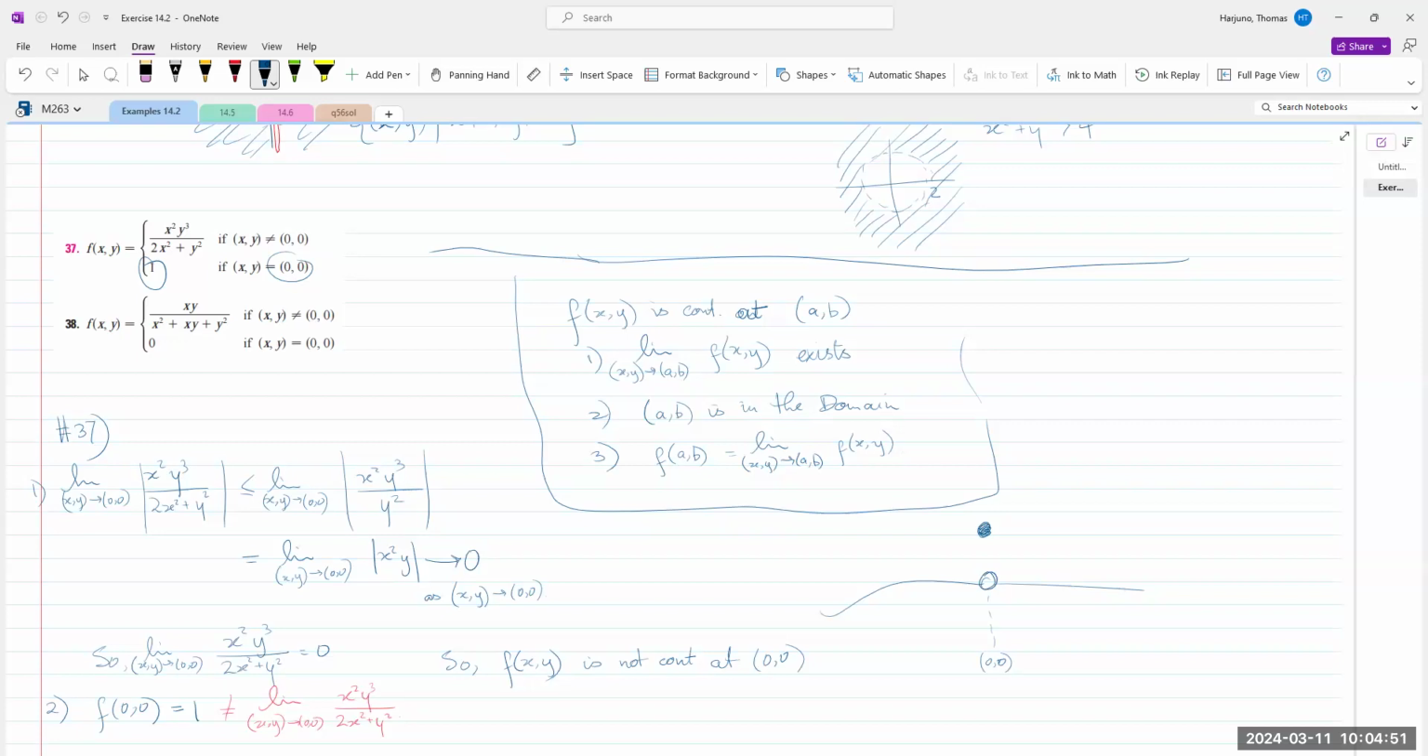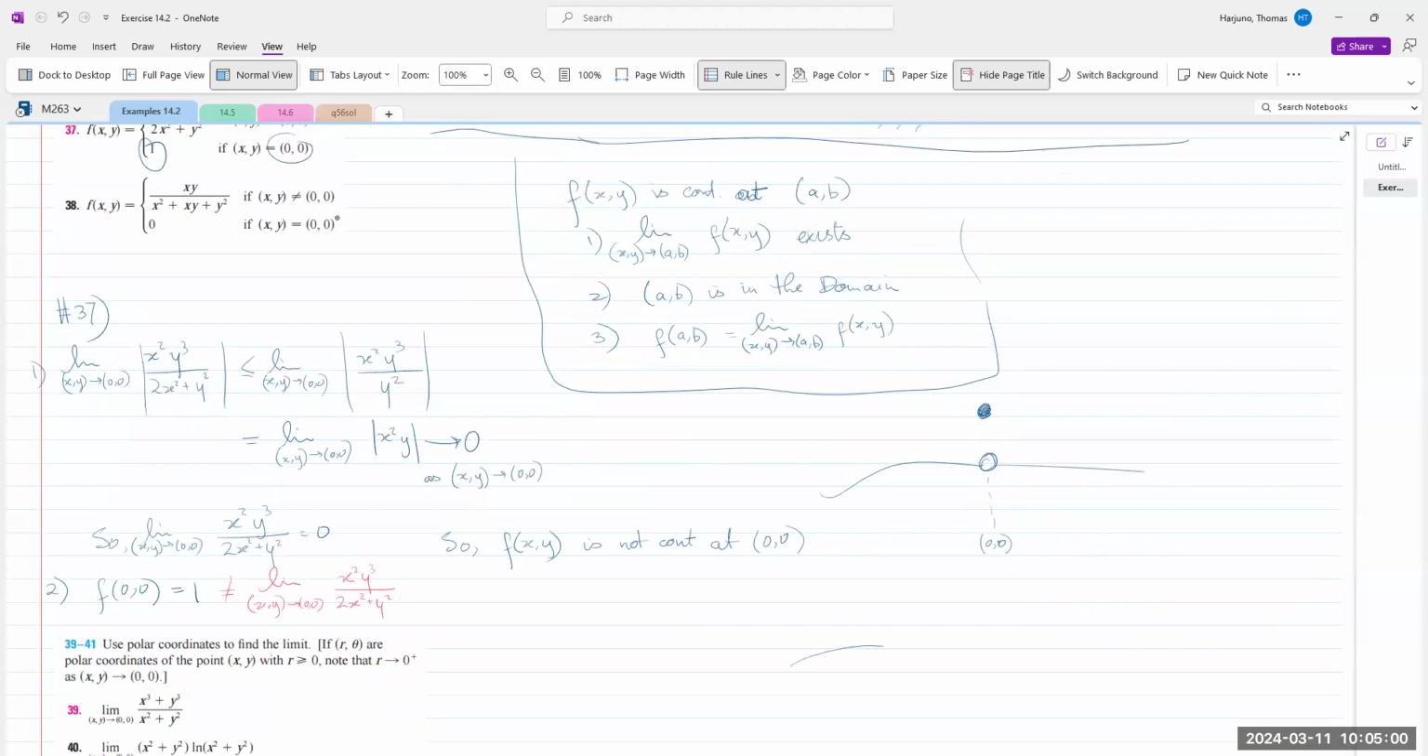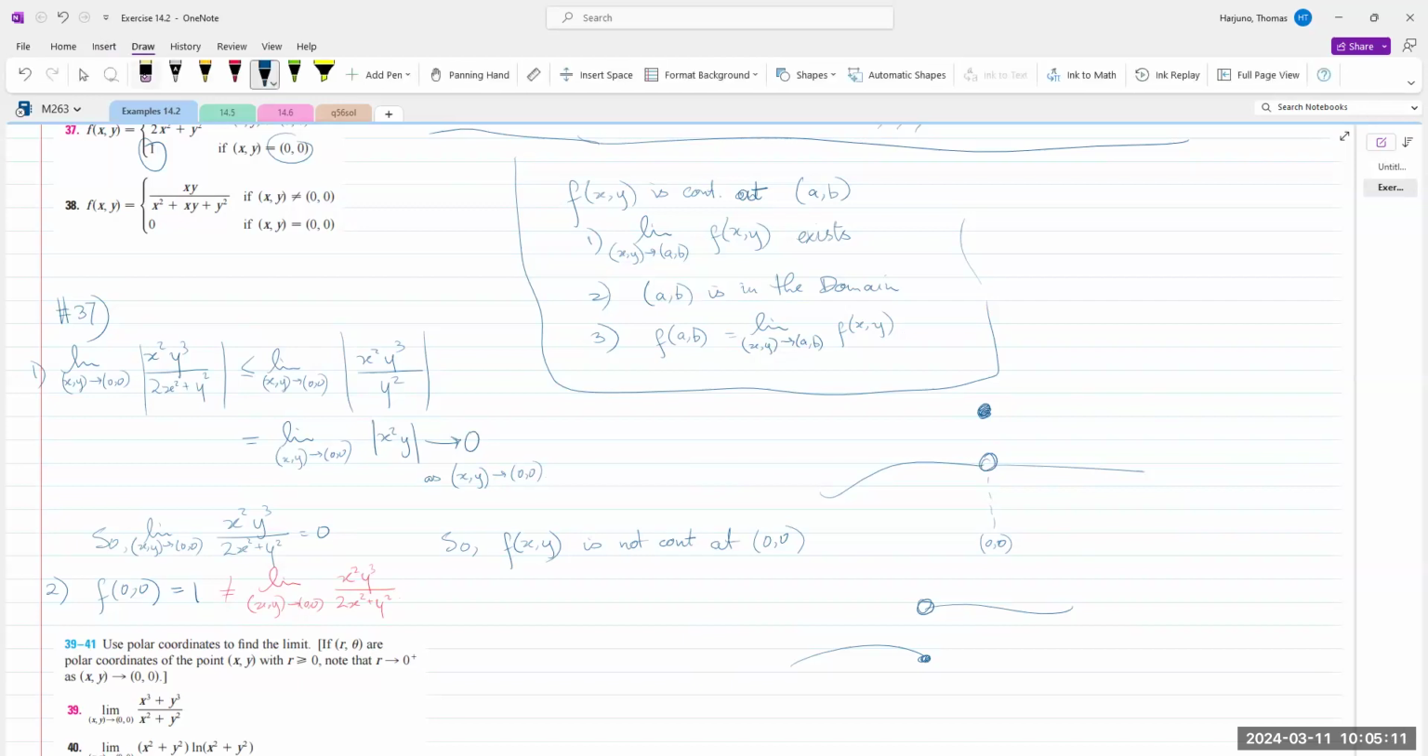No, I'm sorry. This is not a jump discontinuity. It's just that you patch the hole with a wrong value, so it's still a discontinuity. Jump discontinuity is like if you have something like that. I think I'm thinking way too hard. Yeah, that's for number 37.